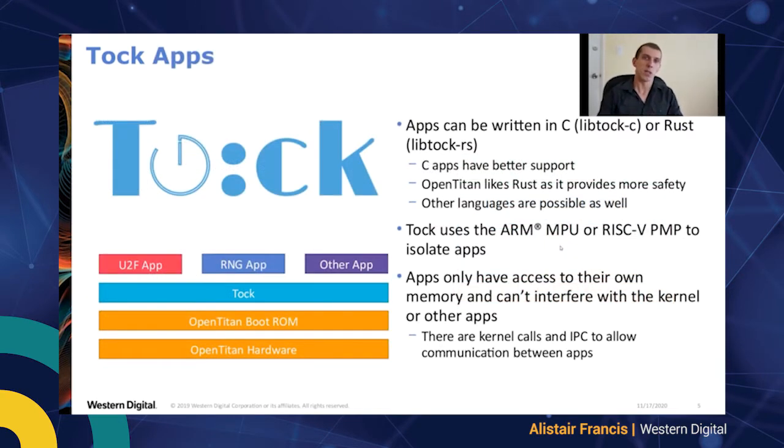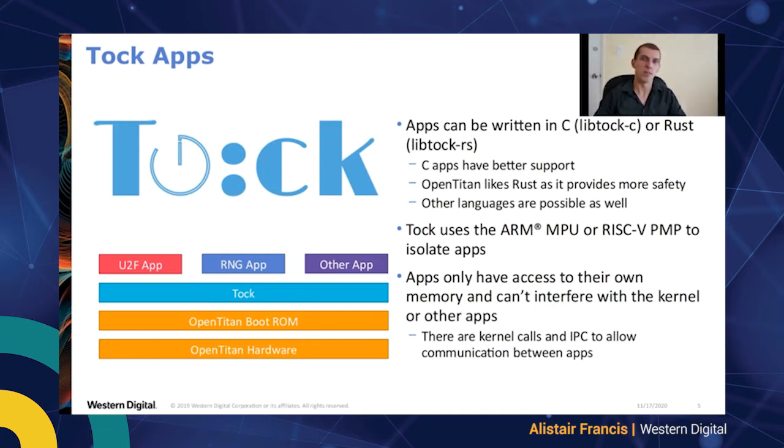So Tock apps can be written in C or Rust using libtock-C or libtock-rs. You can actually write them in any language as long as it runs in a bare metal environment. But Tock has these libtock libraries for Rust and C. So C apps probably have better support, but OpenTitan likes the Rust apps as they provide the same kind of Rust security that the kernel gets.